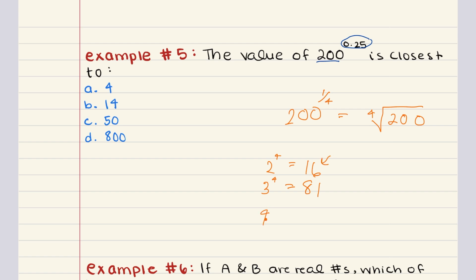Let's try 4 raised to the fourth power. This is 4 times 4 times 4 times 4. This gets us 256. Now, this value is larger than 200. This tells us that the fourth root of 200 lies somewhere between 3 and 4. And since 200 is closer to 256 than 81, we can say that it's approximately closest to 4, which means that the correct answer for problem 5 is A.